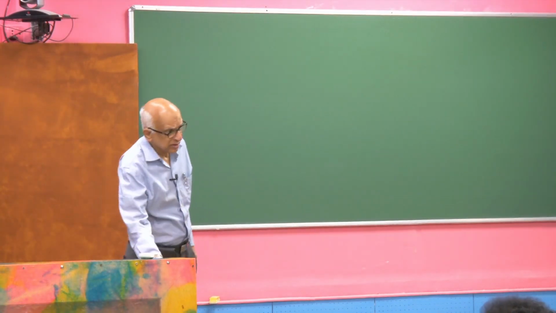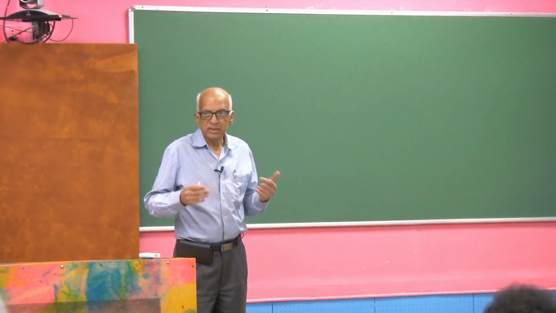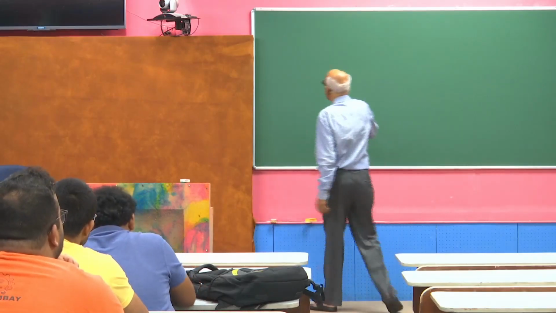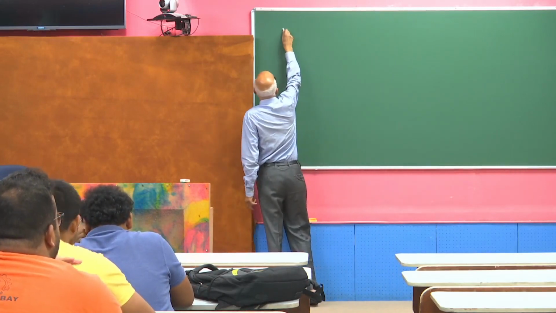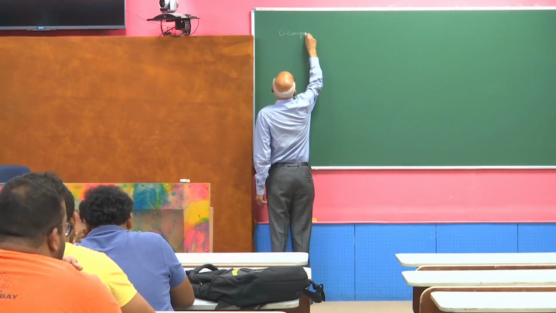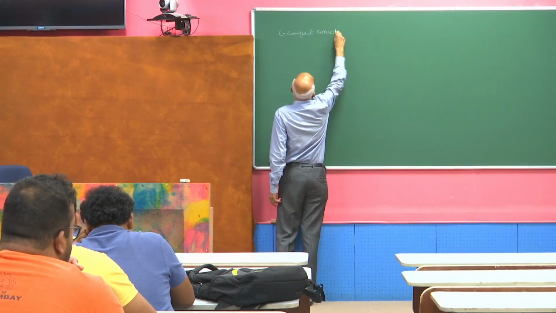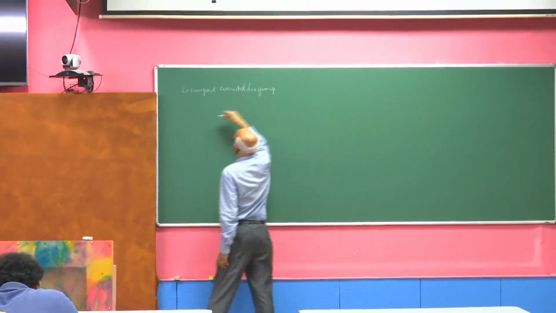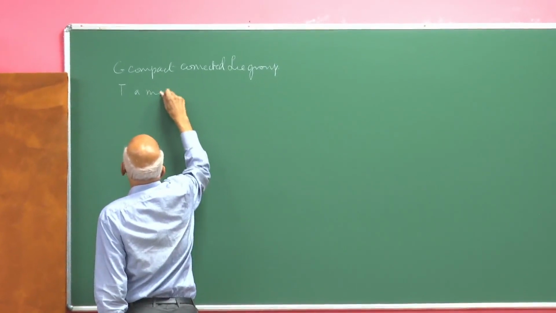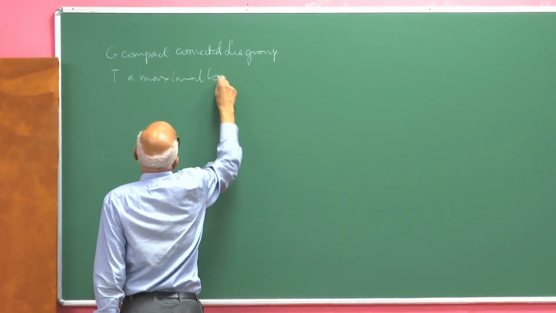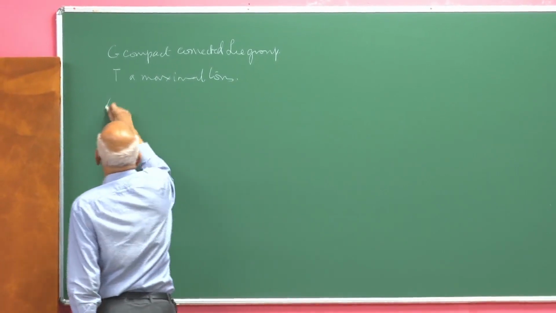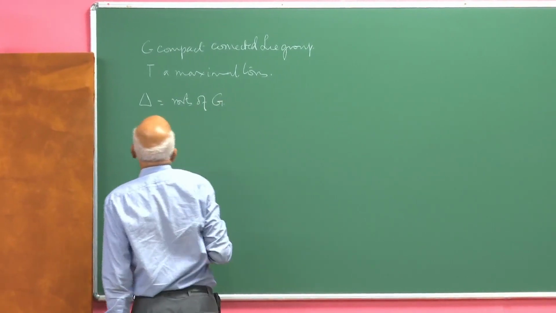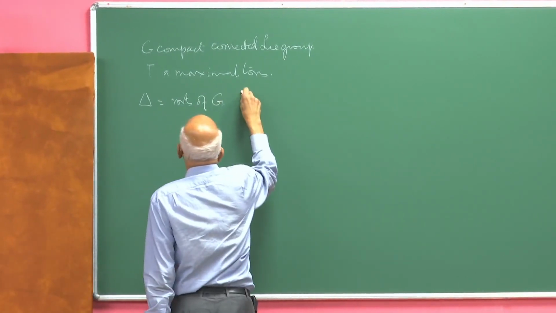This is the last lecture, and I will prove the main goal of the entire course of lectures, which is a theorem due to Hermann Weyl. We saw G is a compact connected Lie group, T a maximal torus, delta the set of roots of G with respect to T.